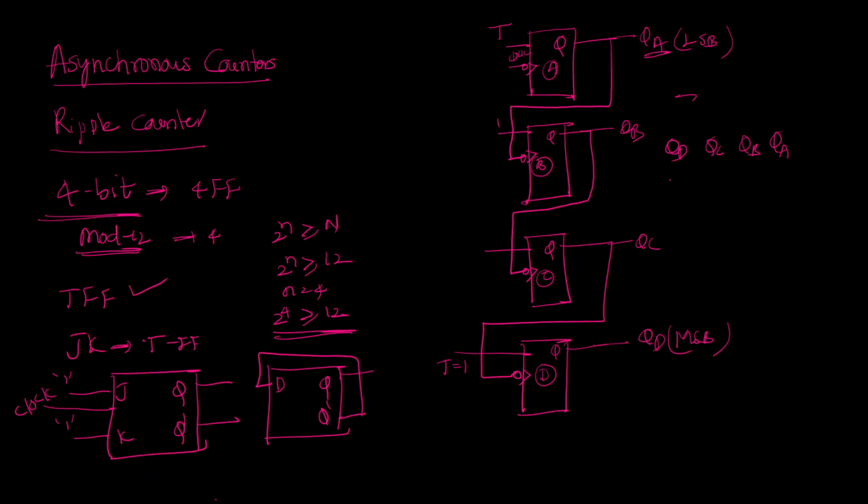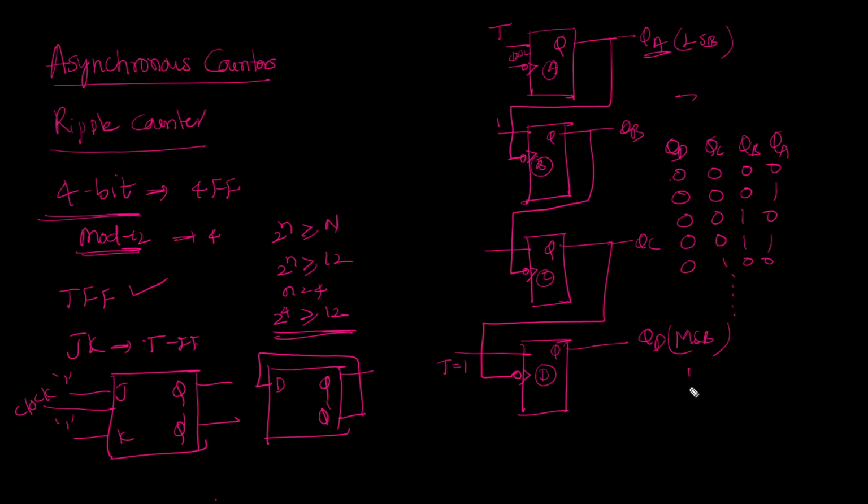If it is a JK flip-flop, you will keep J equal to 1, K equal to 1. Same thing, the output will be connected to the next flip-flop's clock. So if you look at the functionality, it will be 0 0 0 0, 0 0 0 1, 0 0 1 0, 0 0 1 1, 0 1 0 0.